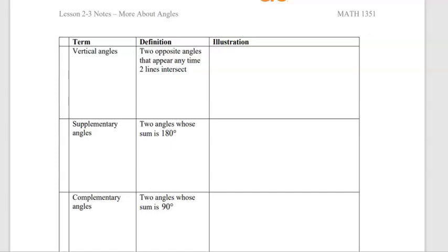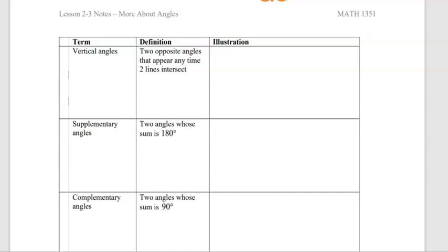Okay, in this last lesson of Unit 2, we're going to talk more about angles, starting with vertical angles. And we're going to go ahead and do some drawing of illustrations in this lesson. In some of the previous lessons I've given you an illustration, but these are pretty easy to draw, and I think it would benefit all of you to draw them just to reemphasize what these definitions mean.